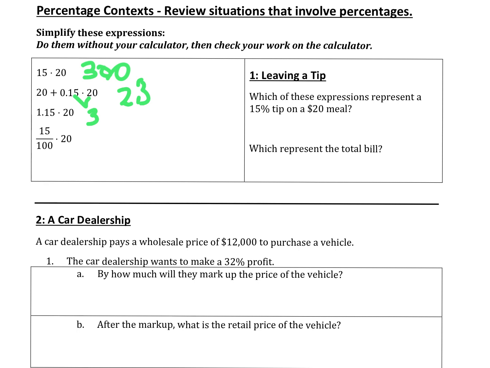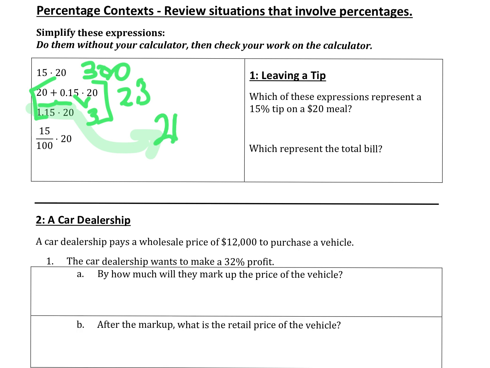Then you have 1.15 times 20. Well, 0.15 times 20 was 3. 1 times 20 is 20, so wouldn't it stand to figure that these two would equal the same thing? They actually represent the same thing, because if you think about it, this says 1.15 times 20. So think about what that's saying.